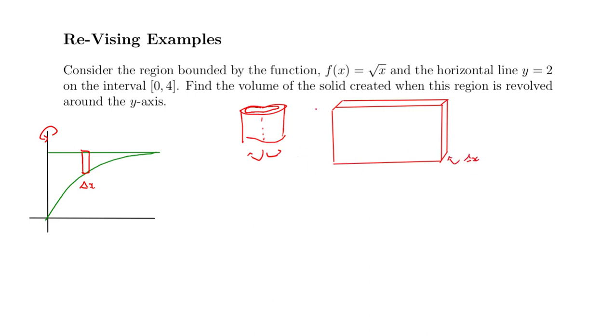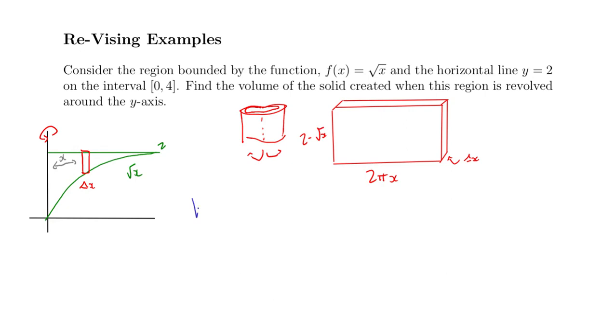Then we need a width of our rectangle. That's going to be the circumference. We need a radius for that. The radius measuring from our axis of revolution to our rectangle is just the X value. So we have 2 pi X. And then the height is actually going to be our Y value of 2 minus our Y value of the square root of X. Because it's the difference in these things, right? Top horizontal line minus the bottom square root function.